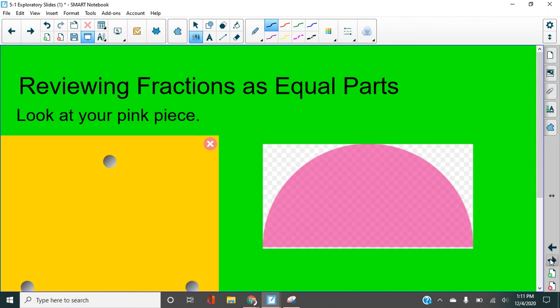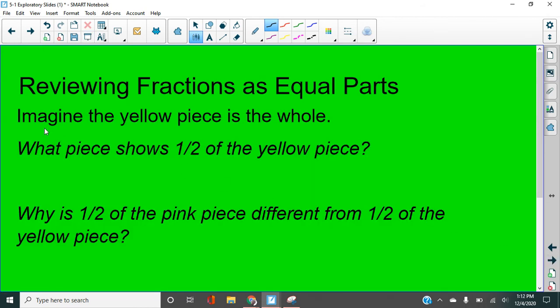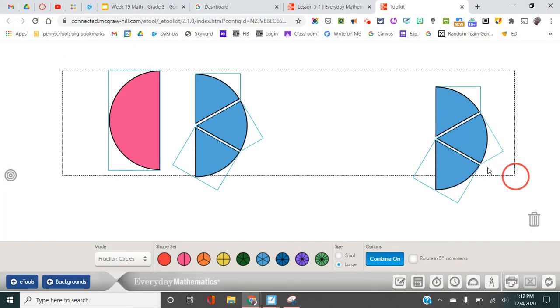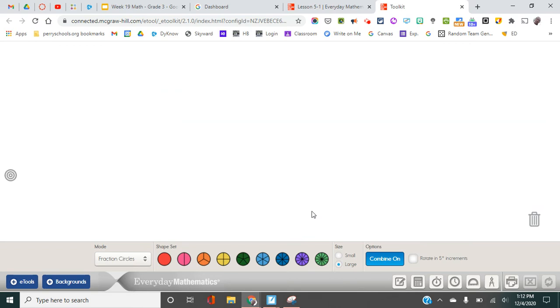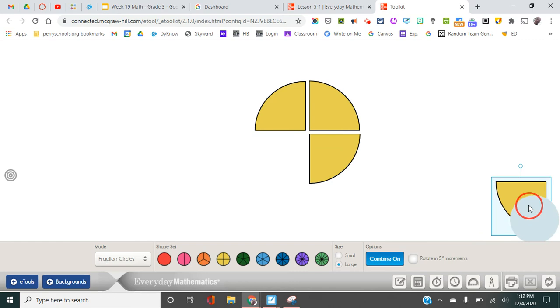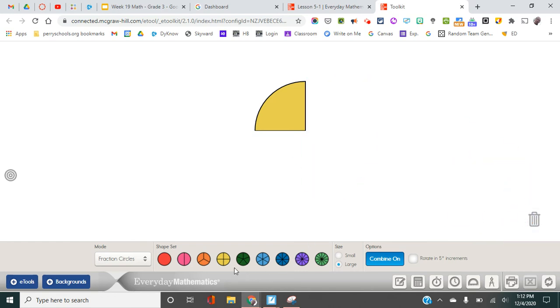Let's pull out a different piece, actually. All right, so this says, imagine the yellow piece is the whole. Which piece shows half of the yellow? So let's go back here. And I'm going to highlight all these and throw them in the trash can. So we're going to get out 1 yellow piece, and we want to know which color is half of it. All right, so look down here. I want to split this in 2, right? When you split something in half, you're splitting it in 2 equal pieces. Which color do you want me to try?